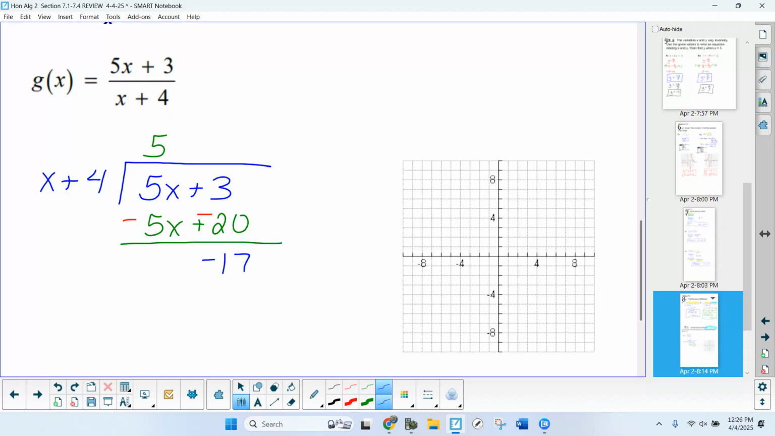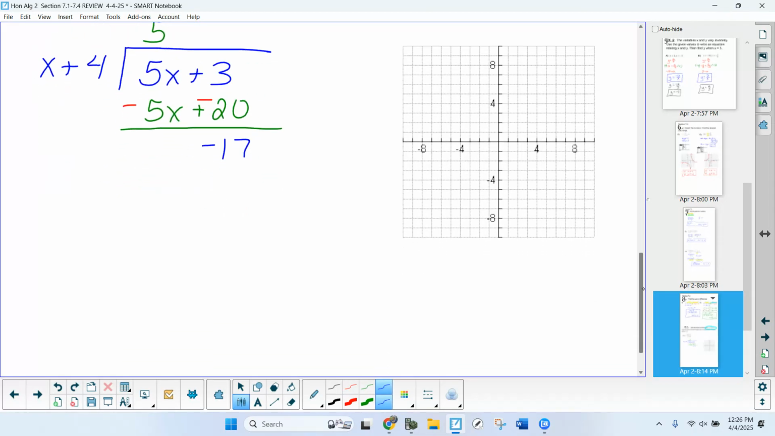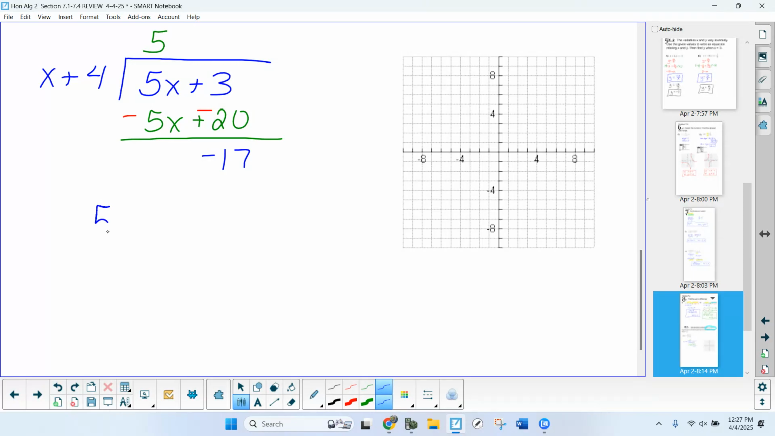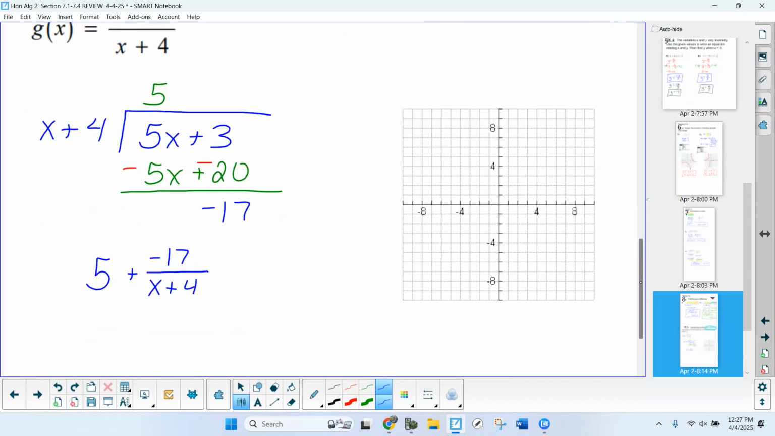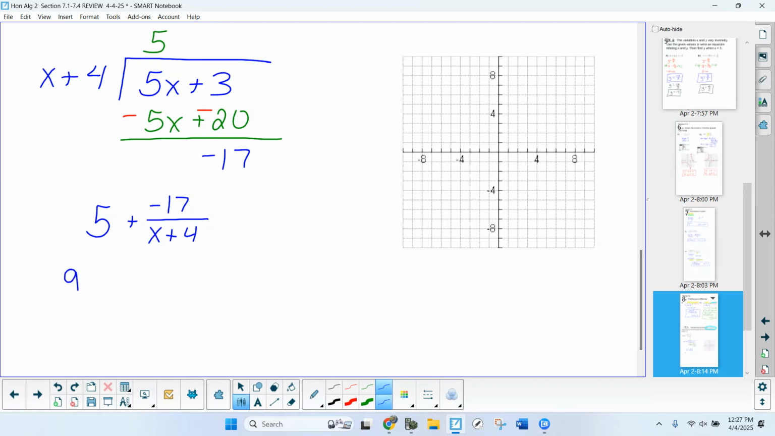Now, some of you had this part all messed up. Please, if I asked you what's the answer to this question, you would tell me what? 5 plus negative 17 over. I'll let you write it that way because now we're going to take it in what? Flip it. You're going to tell me, was it f of x or g of x? G of x. Okay, so you're going to tell me g of x is equal to negative 17 over x plus 4 plus 5.